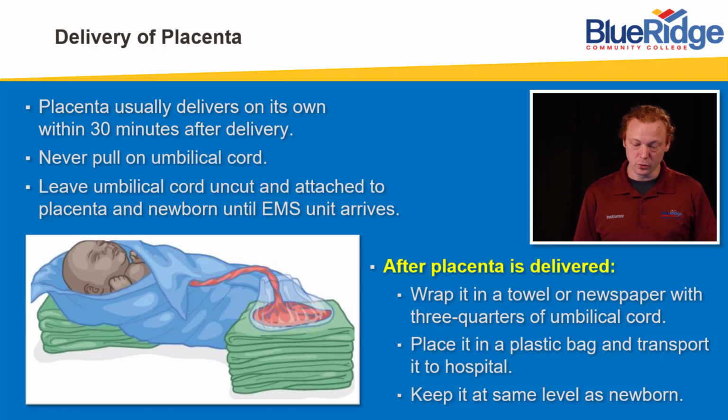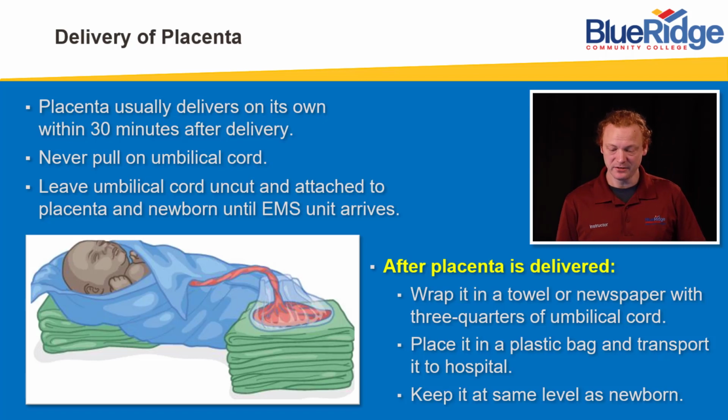Leave the umbilical cord uncut and attached to the placenta and the newborn until the transporting EMS unit arrives. After the placenta is delivered, wrap it in a towel or a newspaper with 3/4 of the umbilical cord and place it in a plastic bag and transport to the hospital.